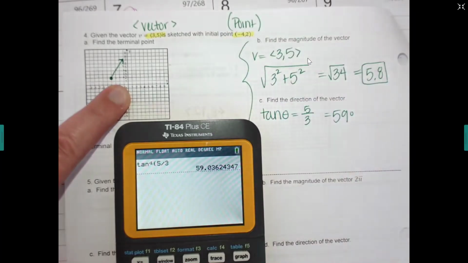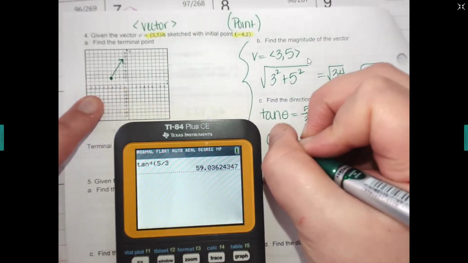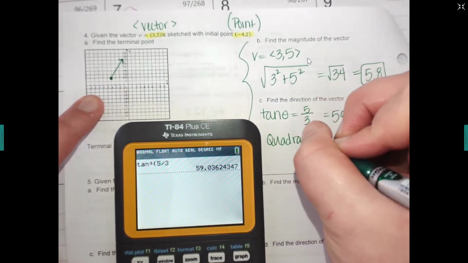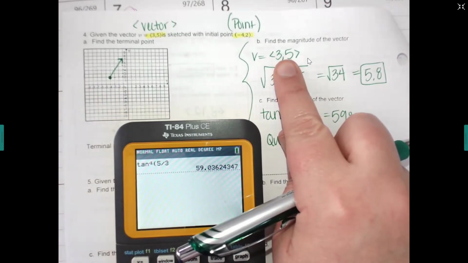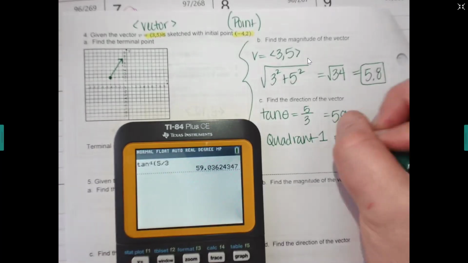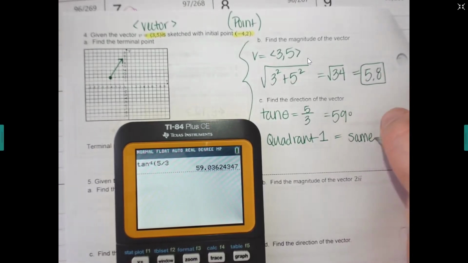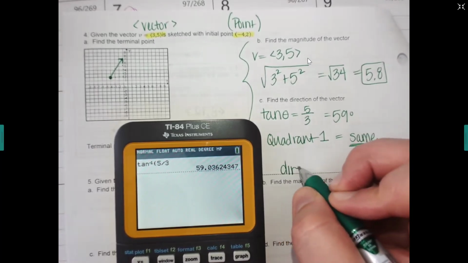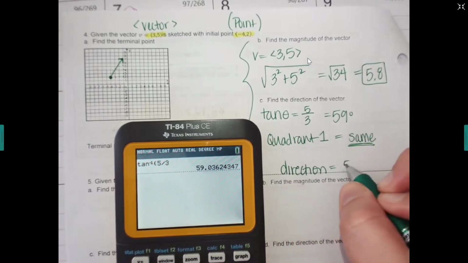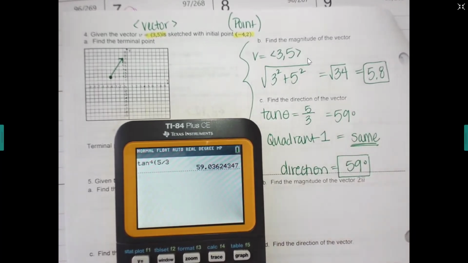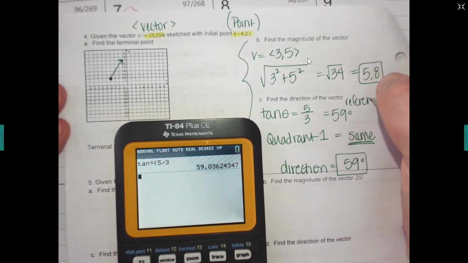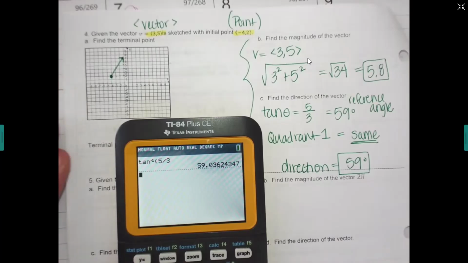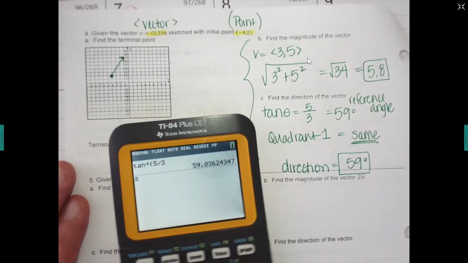So you can't click and slide it because it's on paper, but this is in quadrant 1. Another way that you could know that is look at the x and y of the vector. If they're both positive, you go to the right and up. What is the formula in quadrant 1? It stays the same. So your direction would still be 59. So remember, your first thing that you find is the reference angle. And then after you choose your quadrant and which formula to use, then it goes to direction. Questions on that? Okay, very good.